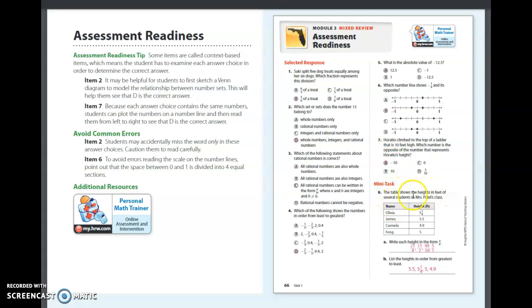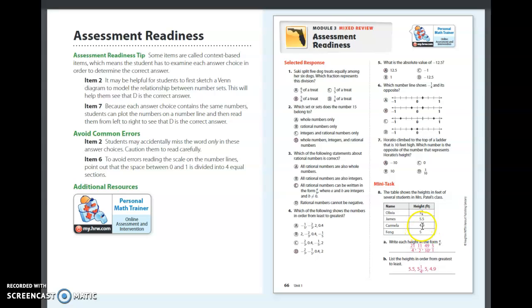The table shows the heights in feet of several students in Mrs. Patel's class. You can see their heights here. Write each height in the form of a fraction. So I would make this a mixed number for Olivia. I would also turn 5 and 5.5 into a fraction. So if we're talking about height, it's out of 12 feet, so that would be 5 and 5/12. So I would then multiply 5 times 12, add that to the top, so that I could get my answer, and then I could even simplify that down.